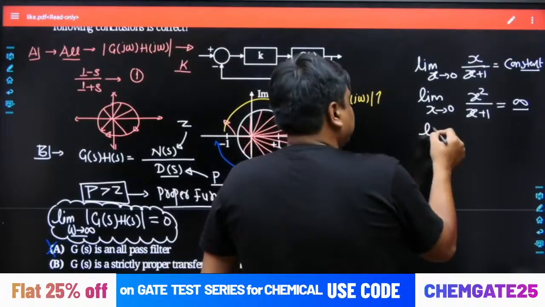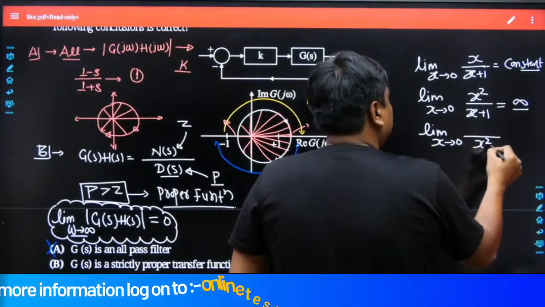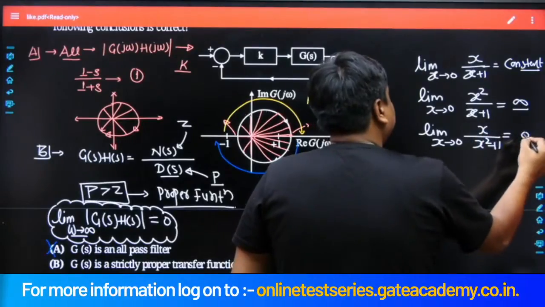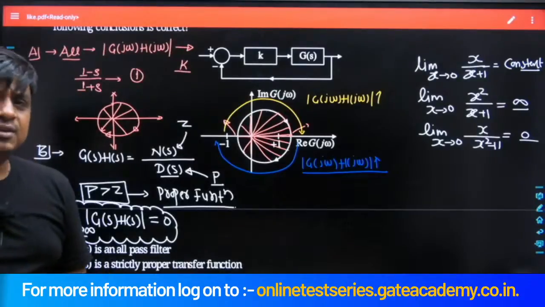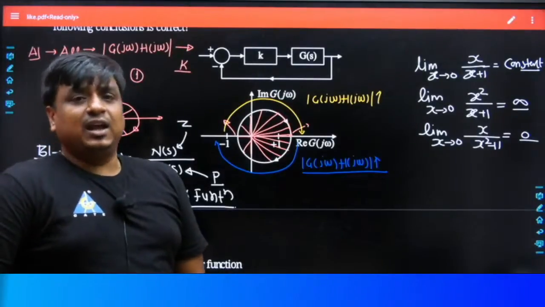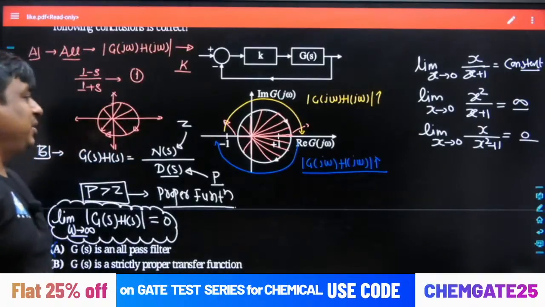Now, if you take the reverse case, when the degree of the denominator is greater than the degree of the numerator, definitely the result would be 0. Those are the basic properties which we have dealt with in mathematics in great detail. So one thing is quite sure.